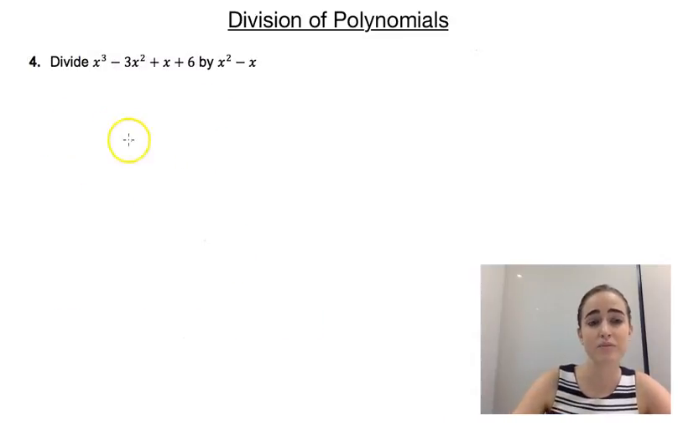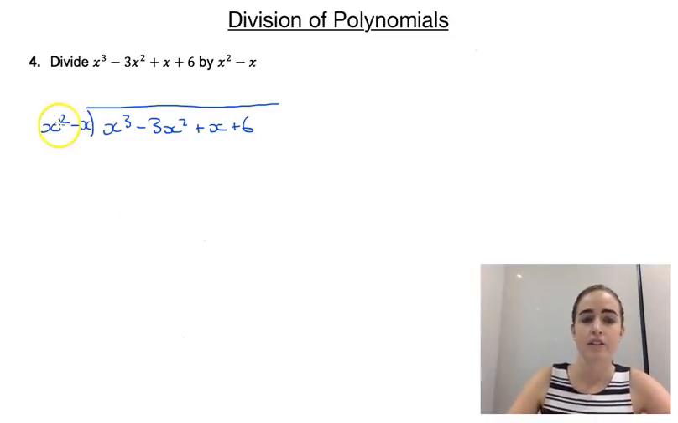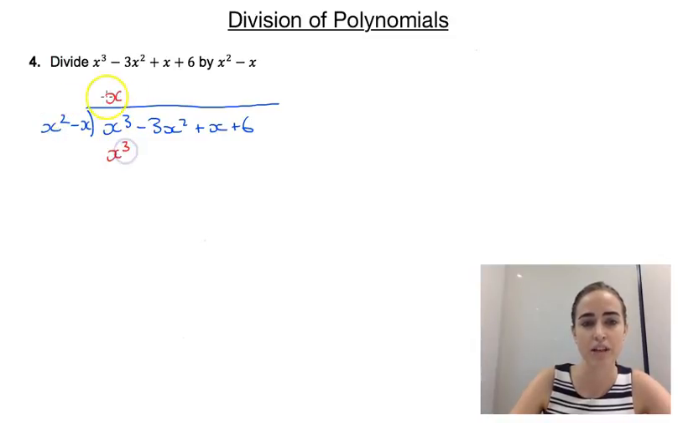Okay, one last example. We're dividing x cubed minus 3x squared plus x plus 6 by x squared minus x. The same thing, we look at this first term here. What would we have to multiply x squared by to get x cubed? It would be x. So x times x squared would give us x cubed. x times minus x would give us minus x squared. Then we subtract, so this will give us 0.